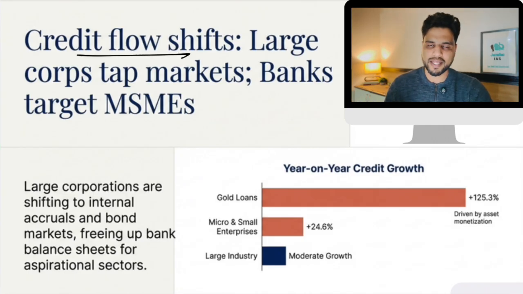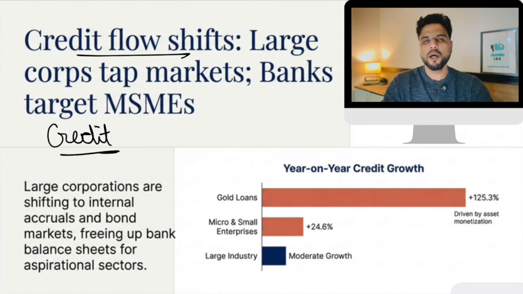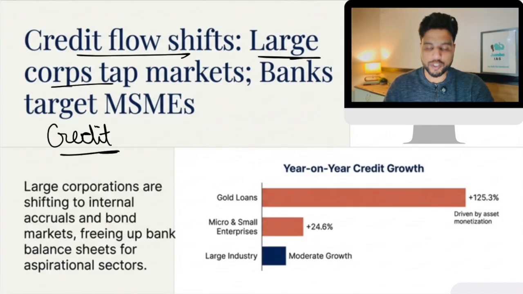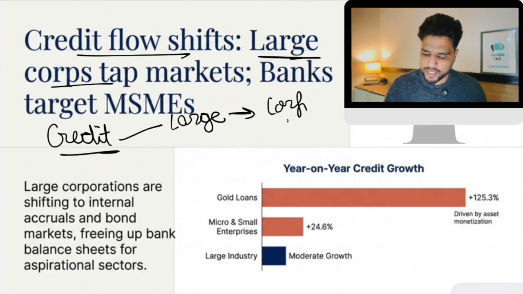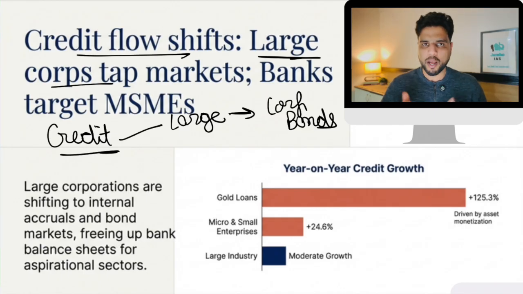Next, credit flow shifts. Now, banks are healthy. Financial market is healthy. Now, credit flow has increased. Credit has increased. Okay. But this economic survey actually points out a pattern. When it comes to large corporations, large companies, well, they are not borrowing money from banks. They are mostly choosing the route of corporate bonds. They are issuing bonds. Okay, and then borrowing money. I hope you're familiar with bonds. Okay, if not, do ask your doubts.